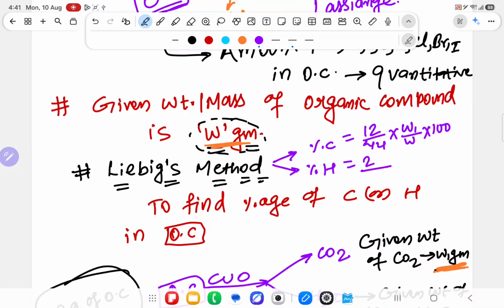Sir, hydrogen weight is 1, why have you taken 2? Because H2O contains 2 hydrogens, so I have taken 2 upon 18 into W2 by W into 100. Put in the formula, get the result. If they ask a question anywhere, they will ask it like this. Now I hope you understood the Liebig method very easily.